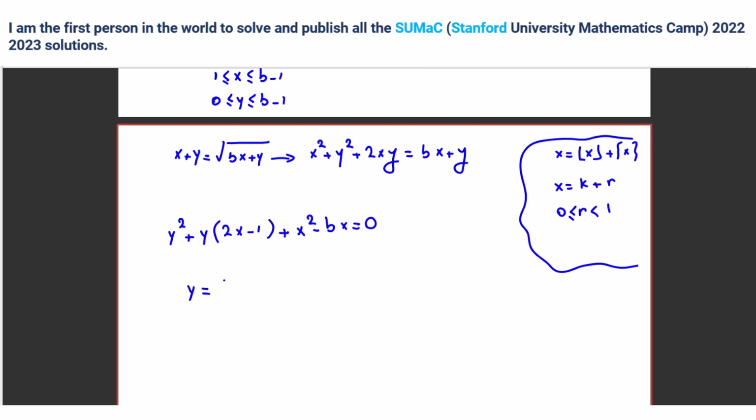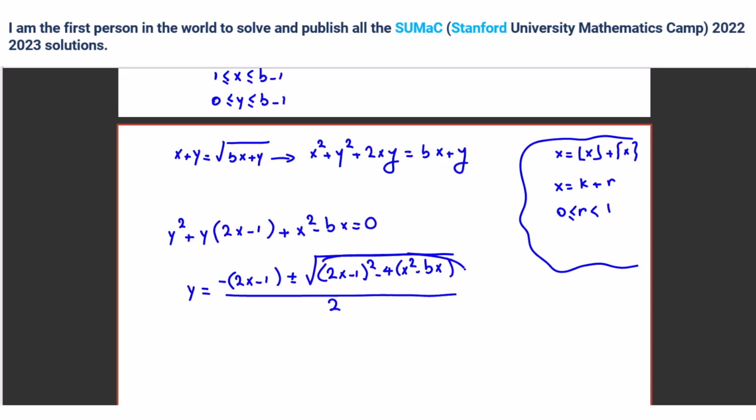Y is equal to negative 2x plus 1 plus minus square root of (2x minus 1) squared minus 4 times a times minus 4 times x squared minus bx, over 2. So you should pay attention to two things. Here, this should be a perfect square, and this summation should be a multiple of 2, right? And also, we should pay attention that this one should be between 0 and b minus 1, okay?